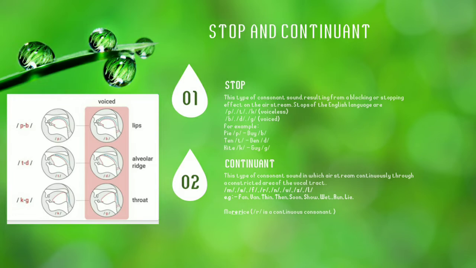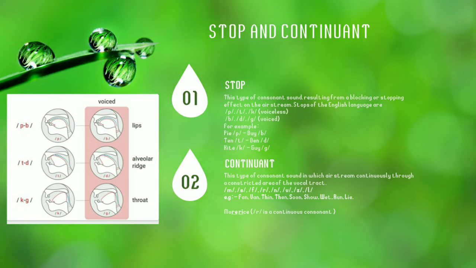You can also stop the air with the tip of your tongue at the alveolar ridge, and if you do so, you will make the t or d sounds, like in the words tan and dan. And the last one, you can stop the air with the back of your tongue in your throat and make the k or g sounds, like in the words kite and guy. As you can see in the pictures, see how all the stops are grouped in pairs.